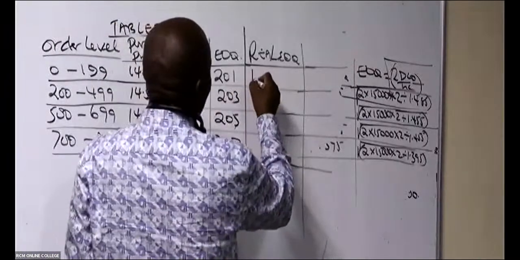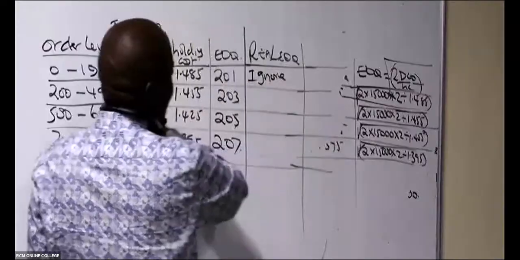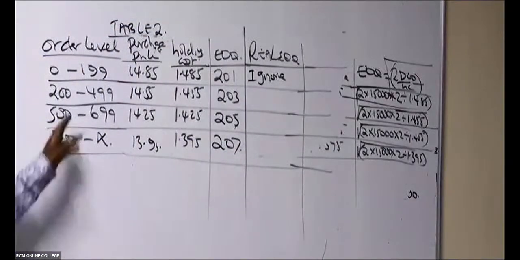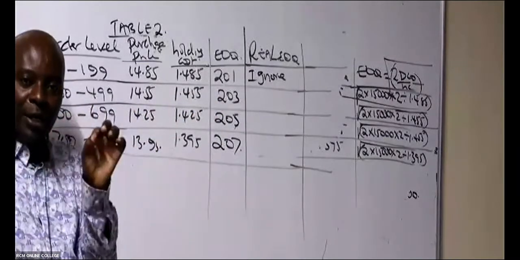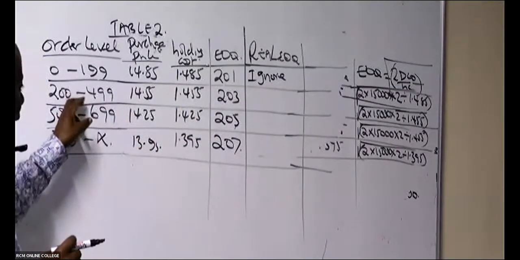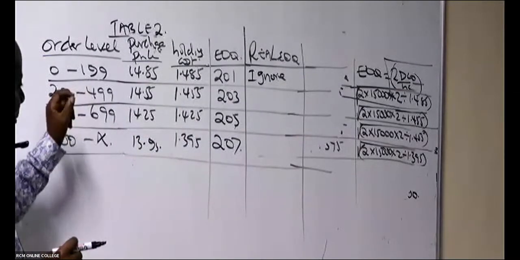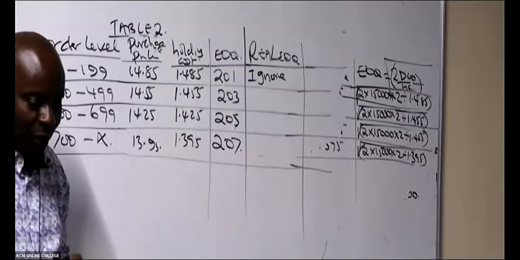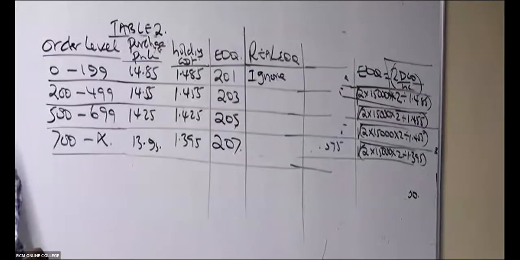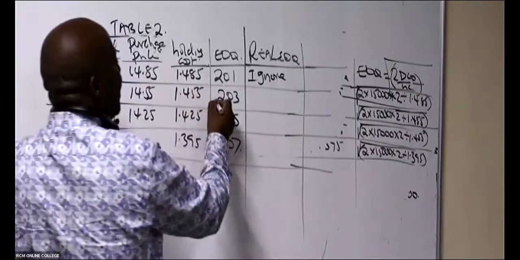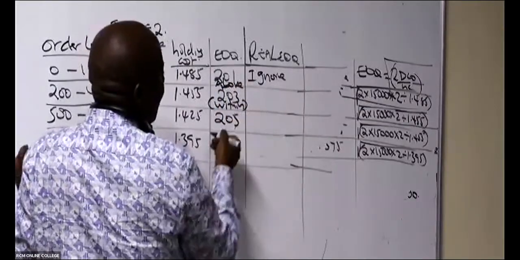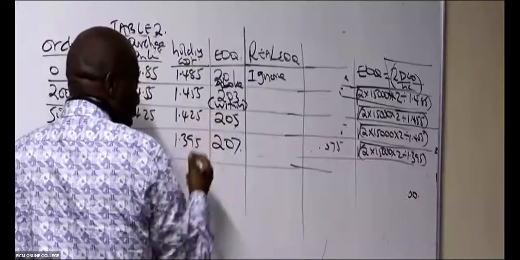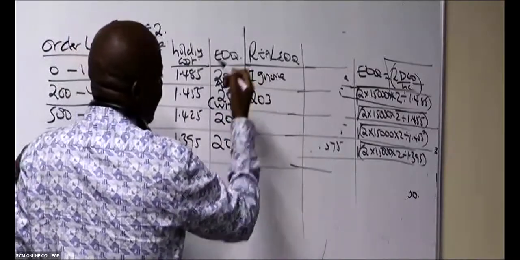So this one here we shall ignore. 201 is more than 199. Look at 203. 203 in this case falls within the range, inside the bracket. Should we ignore it as well? So we evaluate that calculated EOQ. If it falls within, then it becomes real. So it means that the EOQ to compute is 203.